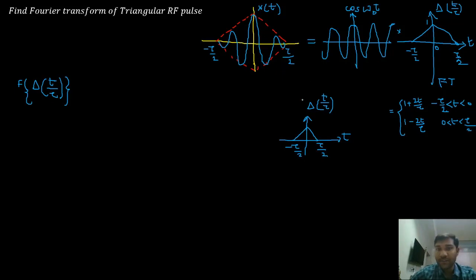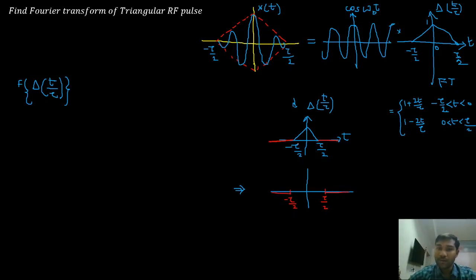Now let me differentiate this function. If I differentiate the signal, what will I get? Here it is 0, so differentiation of 0 is 0, and here also it is 0, so differentiation of 0 is 0. So outside minus tau by 2 and tau by 2, my signal is going to be 0, right?